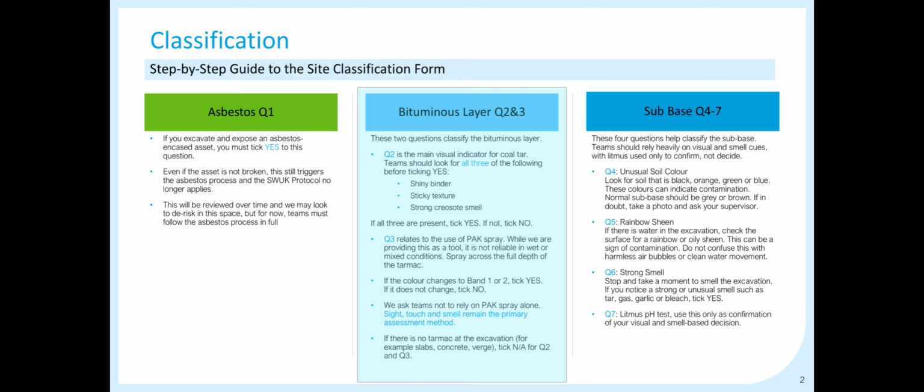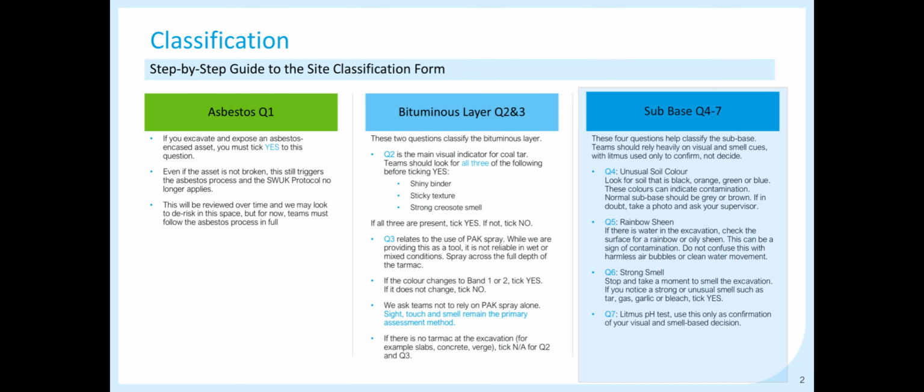Question 3 relates to the use of pack spray. This tool helps confirm what you've already observed. Spray across the full depth of the tarmac. If the color changes to band 1 or band 2, tick Yes. If it doesn't change or the color stays in bands 3 to 6, tick No. It's important to remember that ticking Yes does not mean I've used pack spray. It means the spray result shows the presence of coal tar. If there is no tarmac on site, such as slabs, concrete, or verge, tick NA for questions 2 and 3.